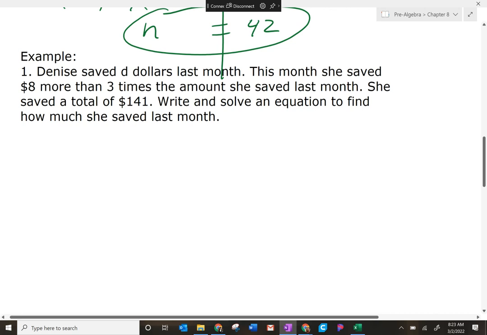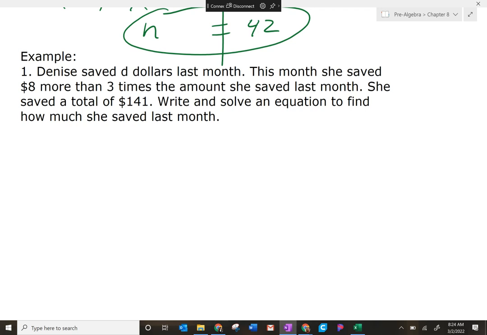All right, so here's the story problem. Instead of just having us write it from words into an equation, we're going to get an actual story out of this thing. All right, it says Denise saved $D last month. This month, she saved 8 more than 3 times the amount she saved last month. She saved a total of $141.